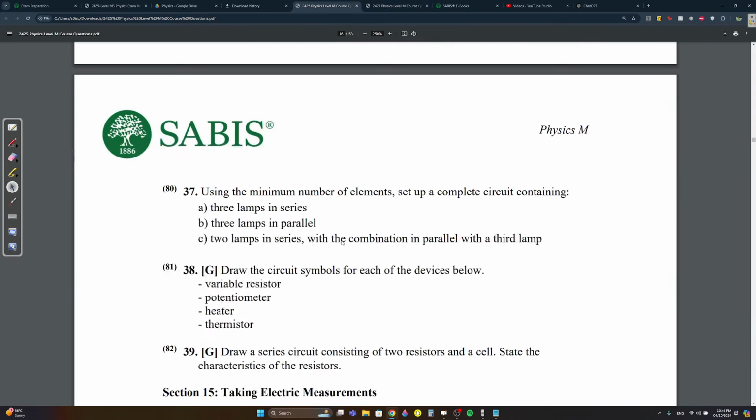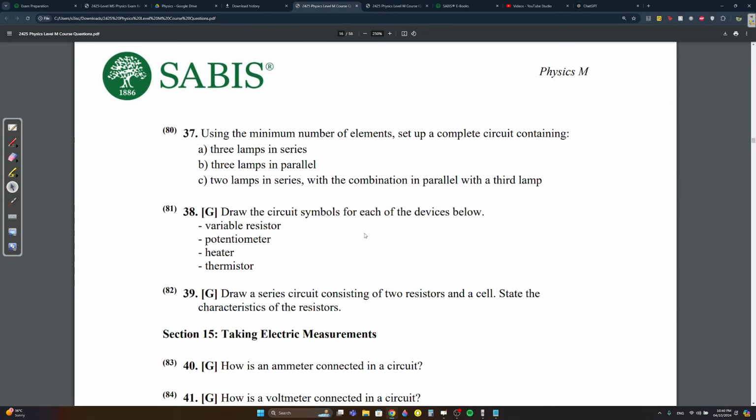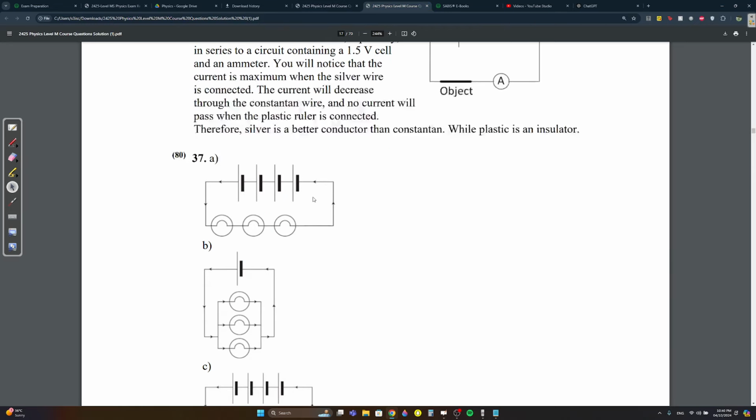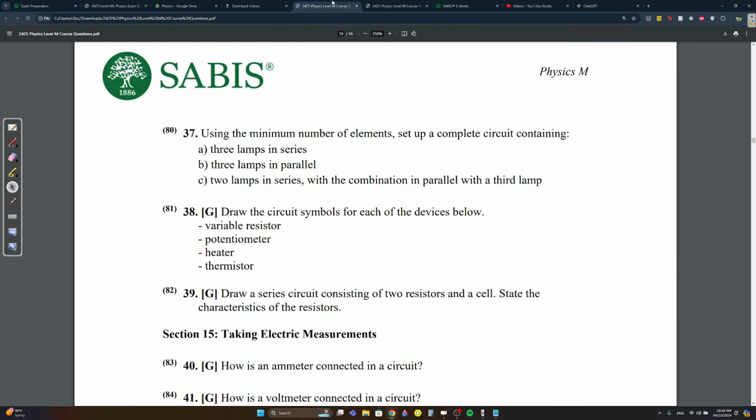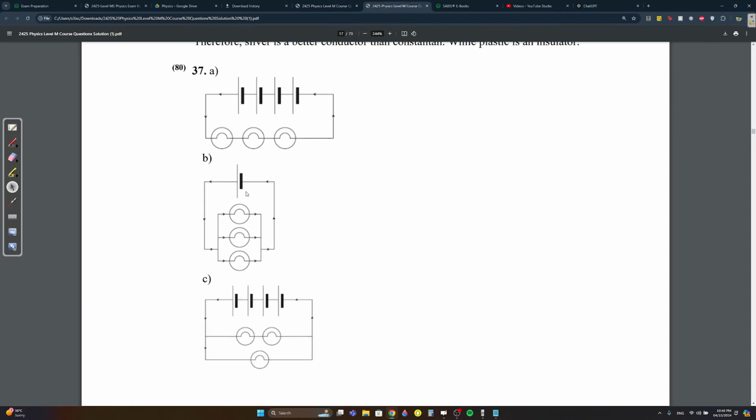Using the minimum number of elements, set up a complete circuit containing 3 lamps in series. We're just going to look at the answer here. Then it wants you to draw it. 3 lamps in series, just draw a circuit: 1, 2, 3. Easy. 3 lamps in parallel. Again, very easy: 1, 2, 3. Right?